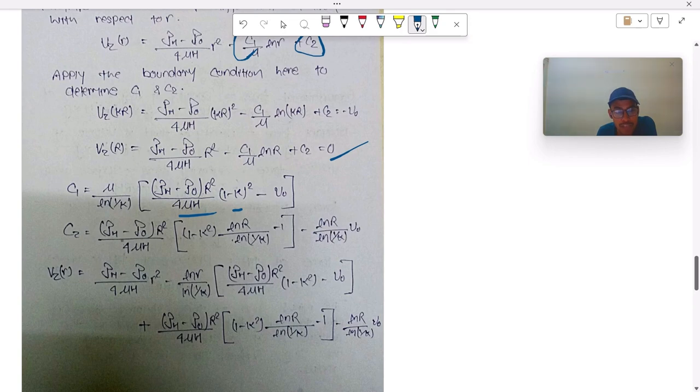And C2 is given by change in modified pressure R squared upon 4 times mu h, bracket open, that is (1 minus k squared) ln r upon ln(1/k) minus (1 minus ln r) upon ln(1/k), into v naught. So this is what we get on rearranging this system.